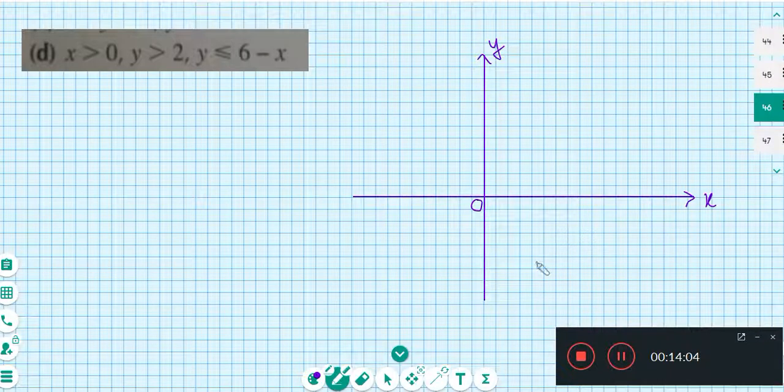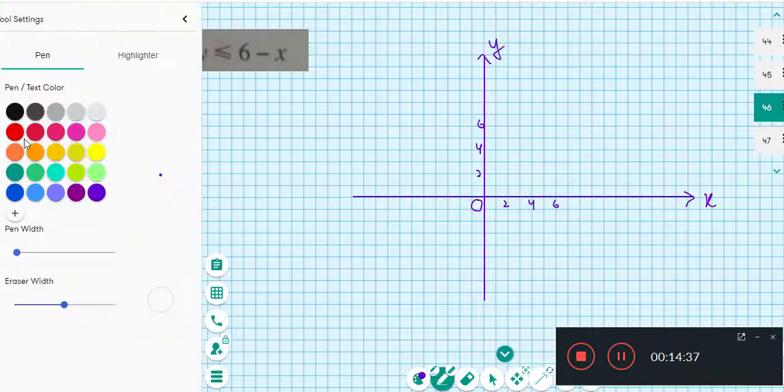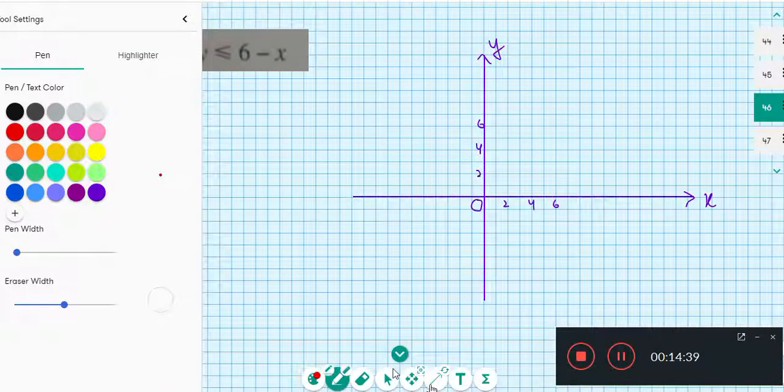Third inequality is y is less than or equal to 6 minus x. So the line equation will become y equal to 6 minus x. So if I draw a table, x, y, to plot the points: if I choose x equal to 0, the y will become 6, and if I choose x equal to 6, the y will become 0.